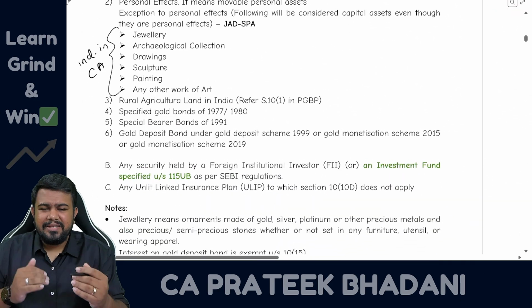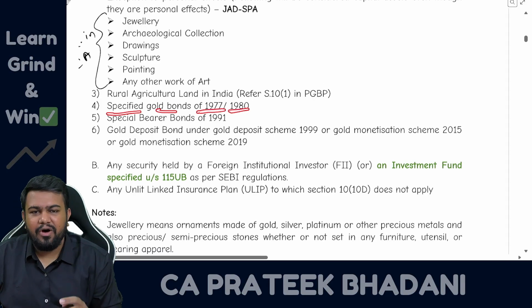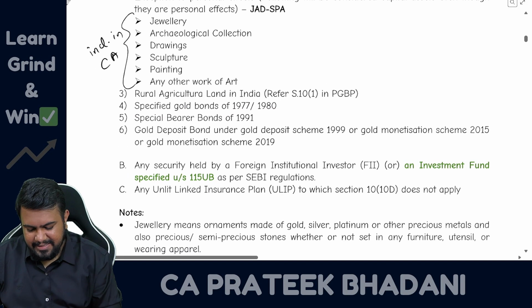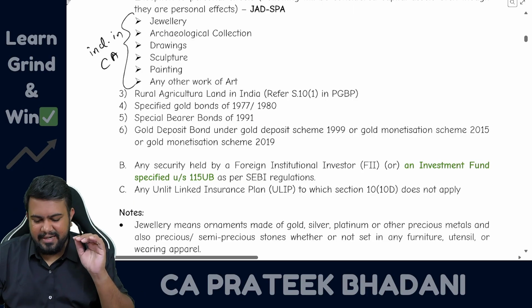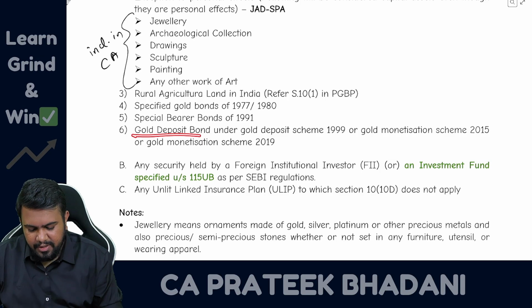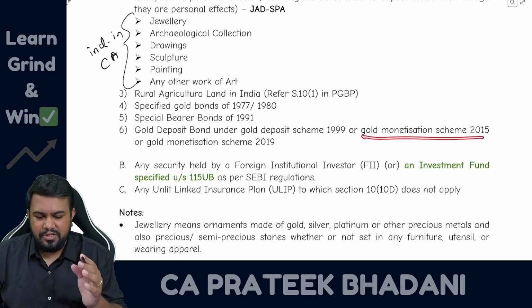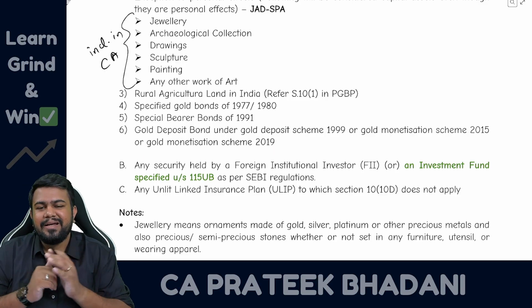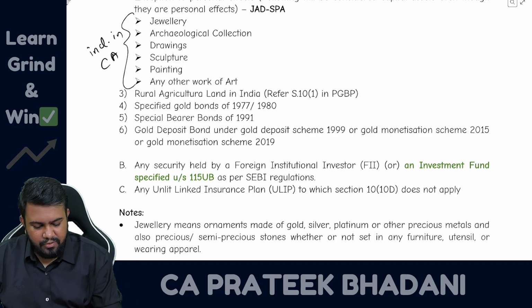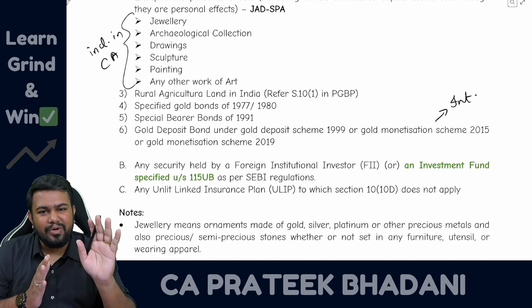Then some small points. Specified gold bonds of 1977 or 1980 also will not be considered as capital asset. Then special bearer bonds of 1991 also will not be considered as capital asset. Then gold deposit bond under gold deposit scheme 1999, gold monetization scheme 2015, and gold monetization scheme 2019 also will not be considered as capital asset. Moreover, for gold monetization scheme 2015, if the assessee is receiving interest, then that interest is also tax free. It is totally exempt from tax.